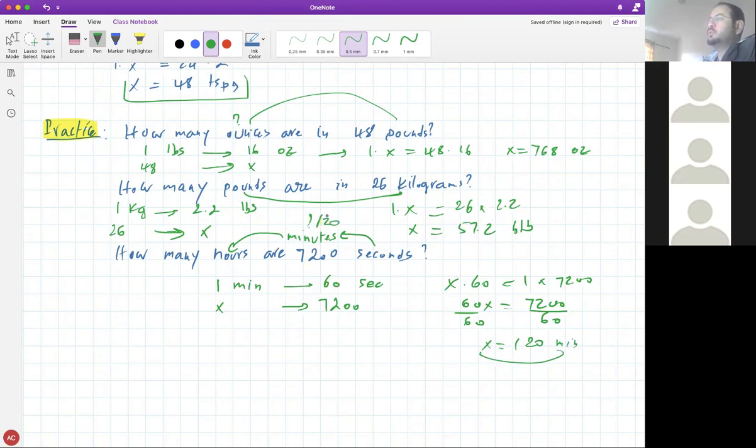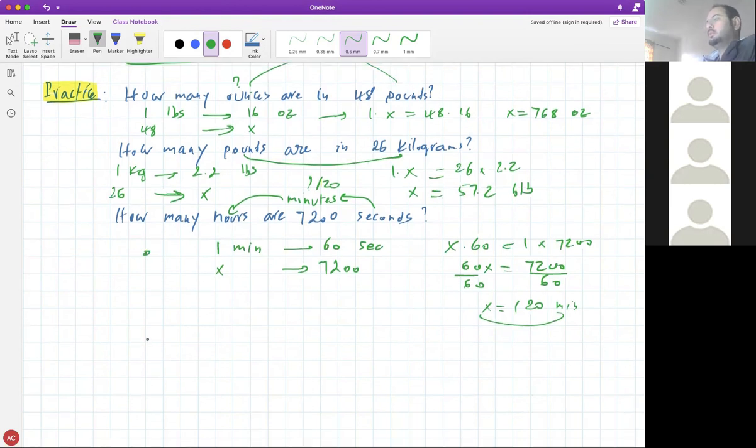Now we just need to turn 120 minutes into hours. How many hours are in 120 minutes? So we know that 1 hour is 60 minutes. We have the minutes. We got the minutes from here. So we're going to turn the minutes into hours. The minutes are 120, but we don't know the hours. We're looking for hours. That's the main missing number here.